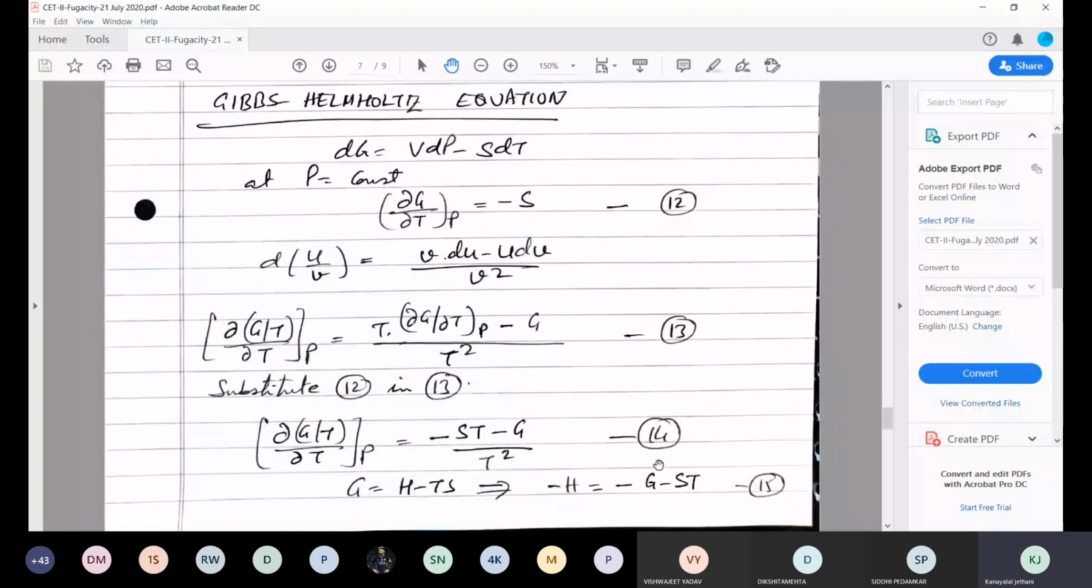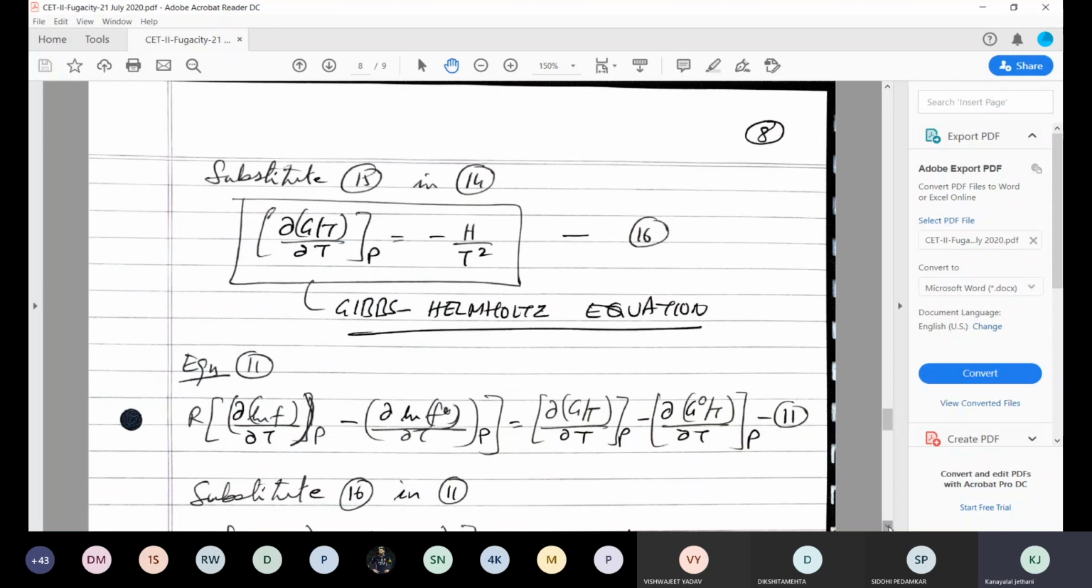ठीक है, and we know G is equal to H minus TS, so minus G minus TS, and this is minus H, right, this term in equation 14. We can write minus H by T square. So what we get is ∂(G/T)/∂T at constant pressure is equal to minus H by T square. This is the Gibbs-Helmholtz equation.